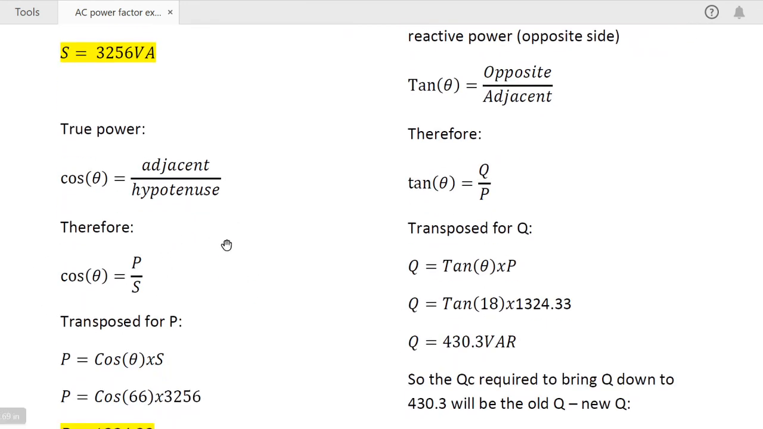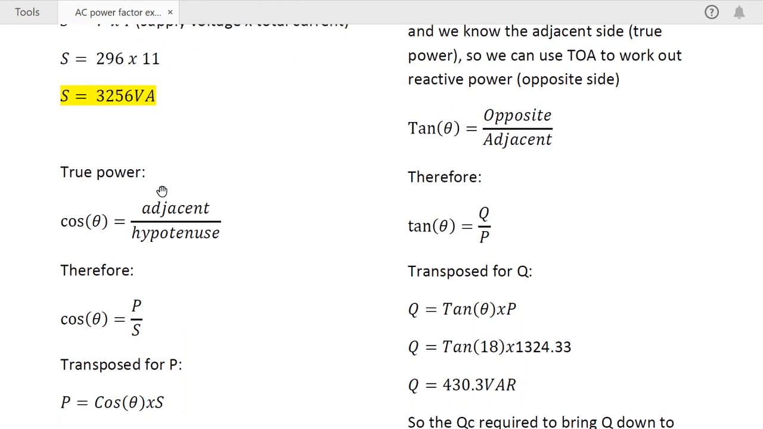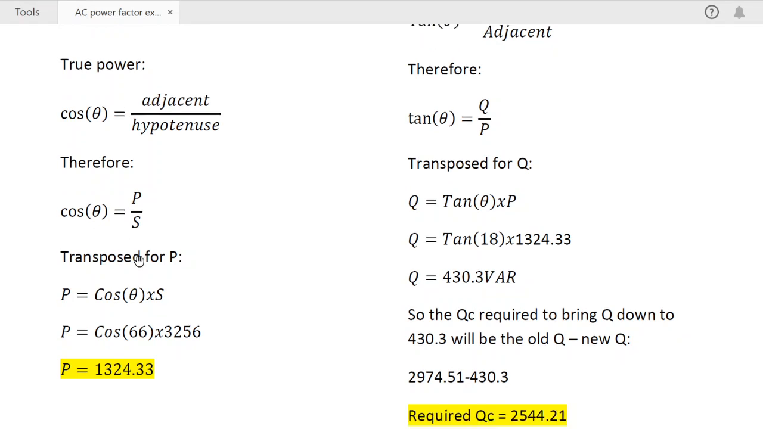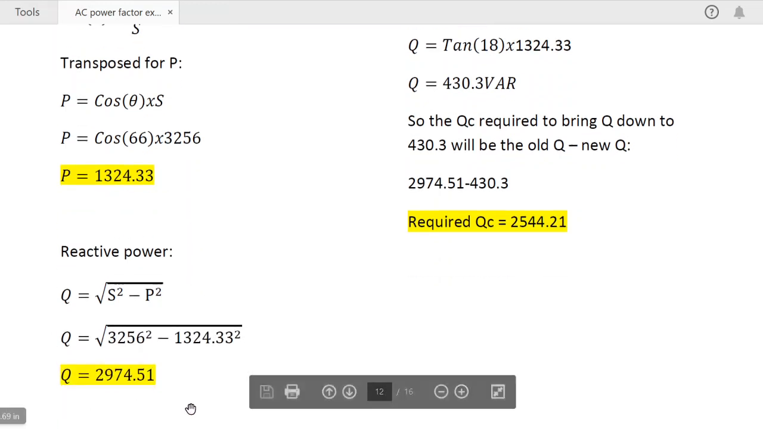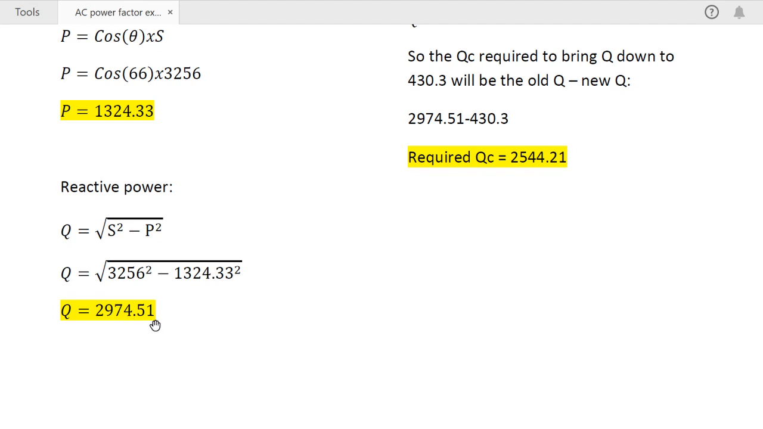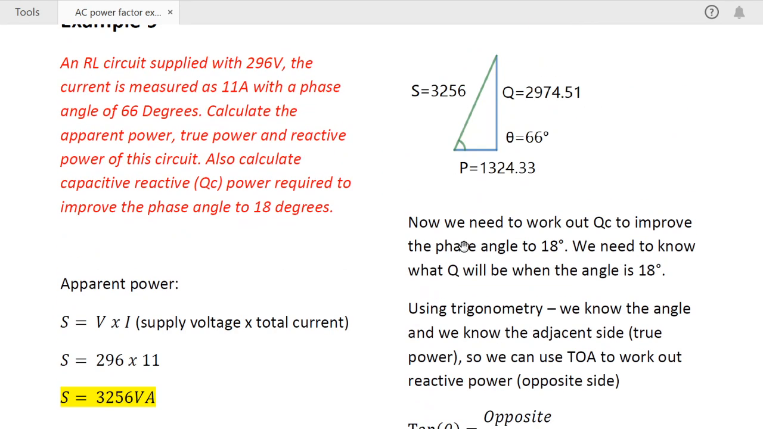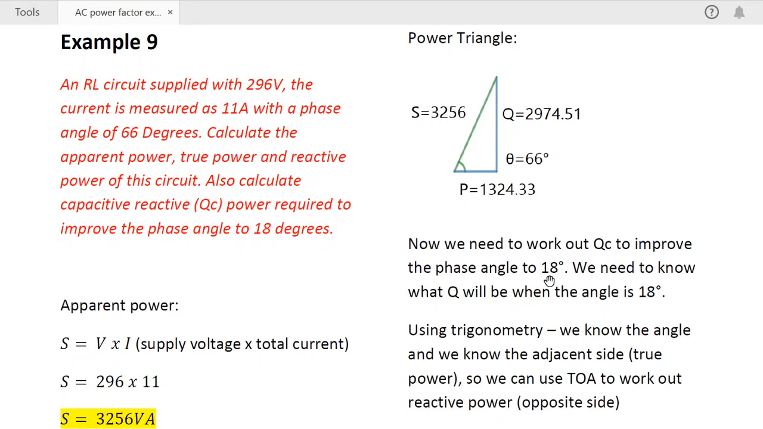True power, we're going to use the same trigonometry because we only know the one side of our triangle and the angle, so we follow the same as we've done for the last two questions, and that was cos of 66, that was our angle, times 3,256, which is our apparent power, gives us a true power value of 1,324.33 watts. Our reactive power will be using Pythagoras to find the value of the third side, 2,974.51. Okay, and that's our power triangle there. Pretty simple, same as the last two questions. We should be fairly familiar with that now.